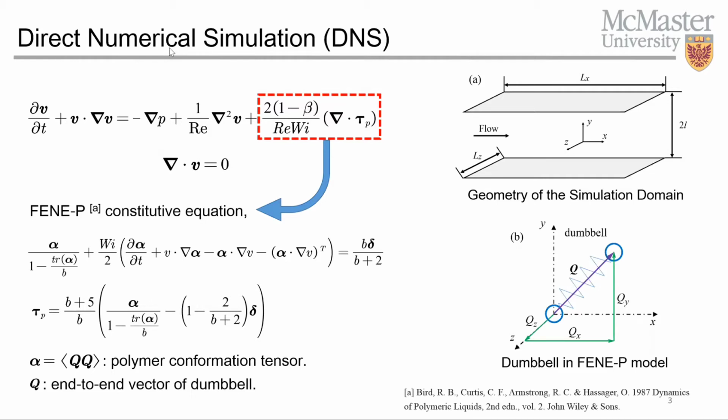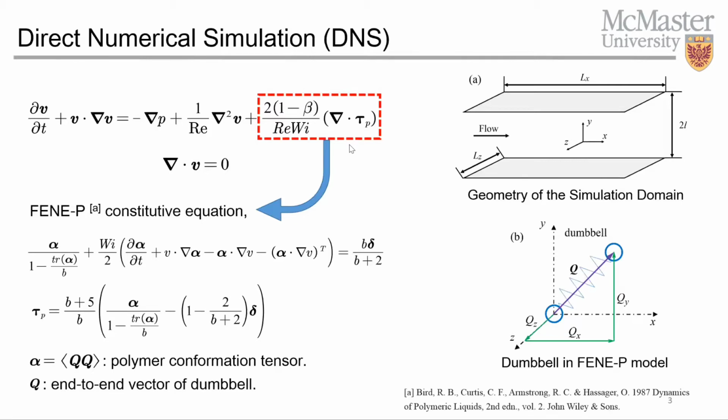Our group adopted DNS simulation to study the polymer-additive viscoelastic turbulence in plane Poiseuille flow. This figure shows the geometry of our simulation domain. The flow is driven by a constant pressure drop and is oriented in the X direction, while we have two no-slip walls in the Y direction.